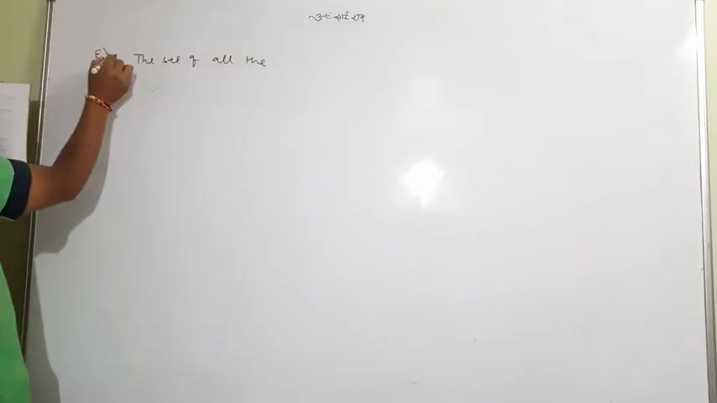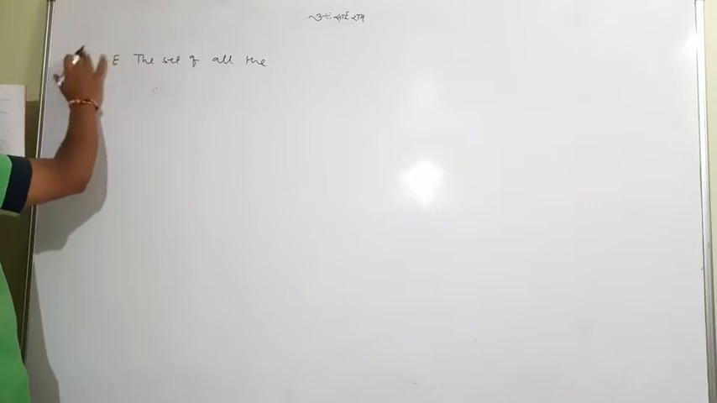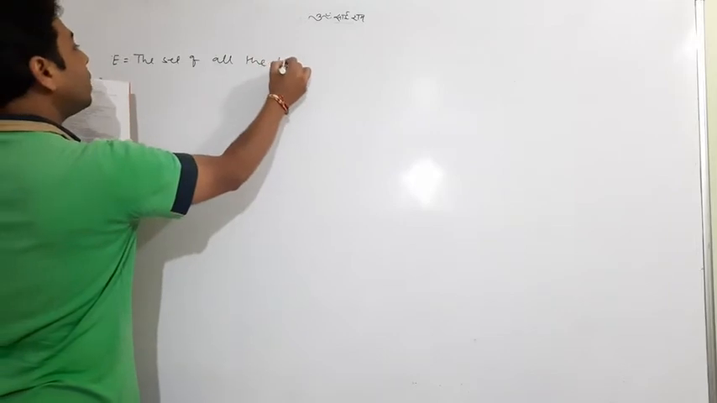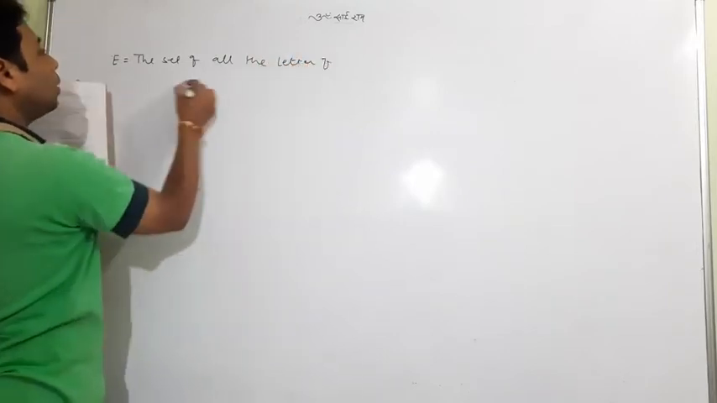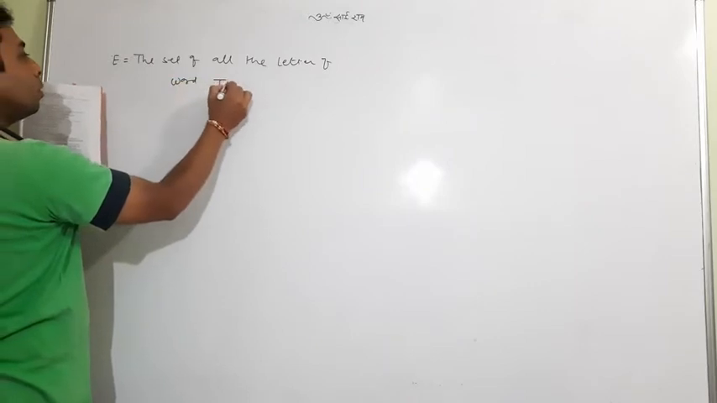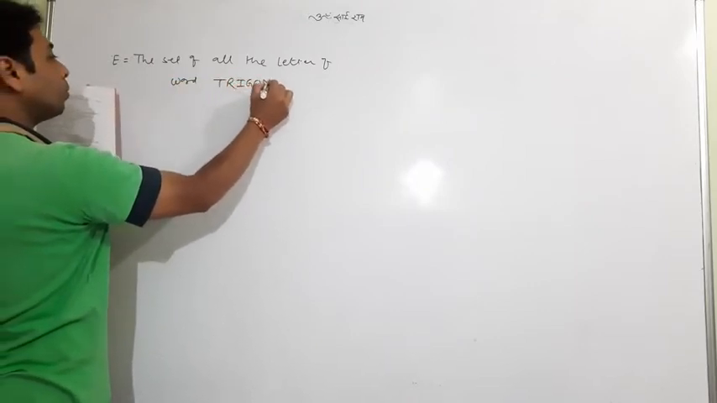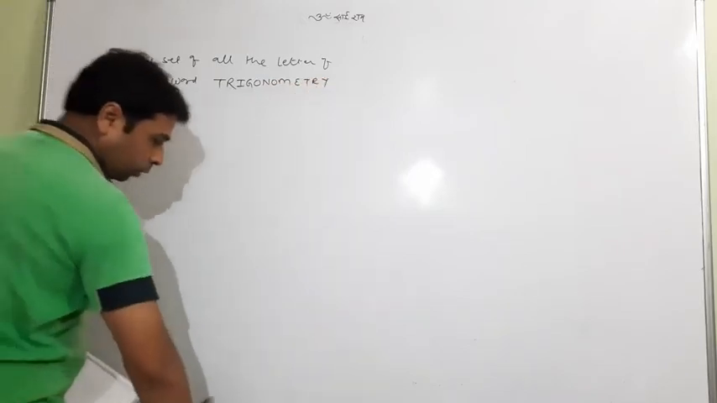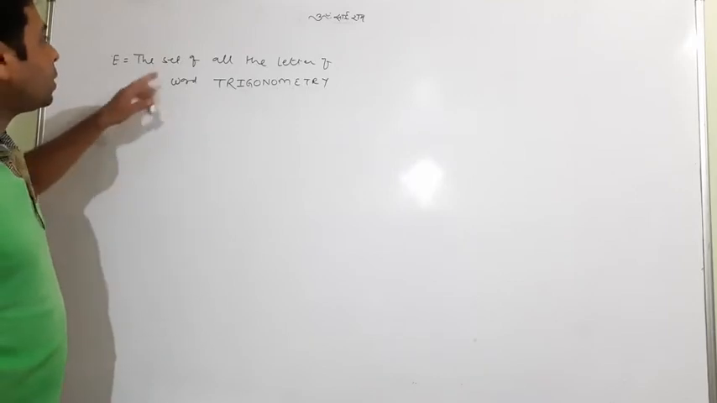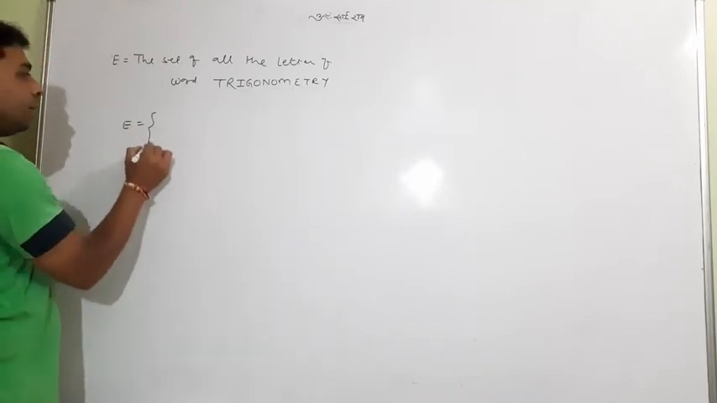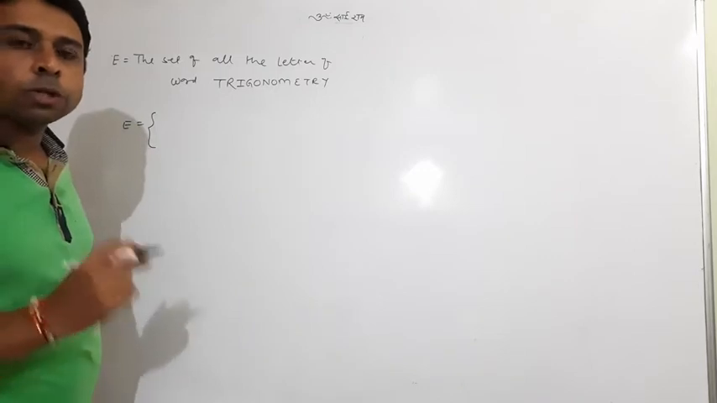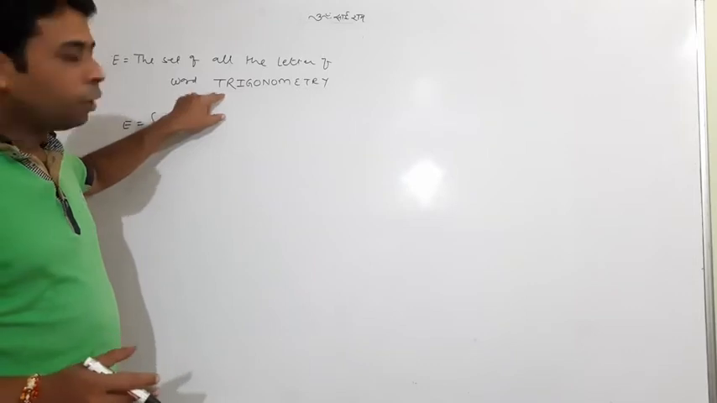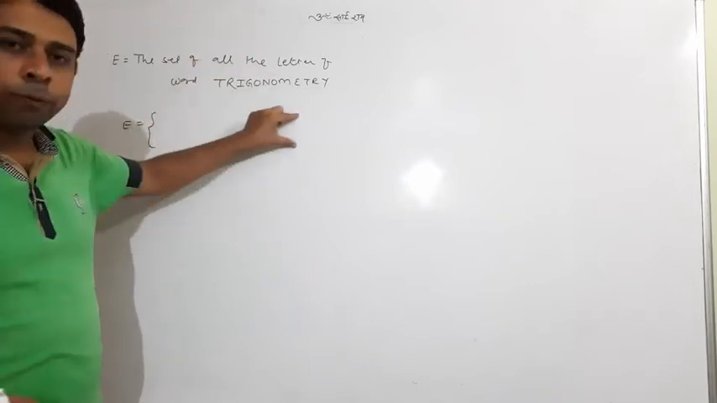The question says E is a set, the set of all the letters of the word trigonometry. Now let me tell you that you have to name it E and go with the roster form. These are the letters of the word. You just have to arrange them in a set, in roster form.